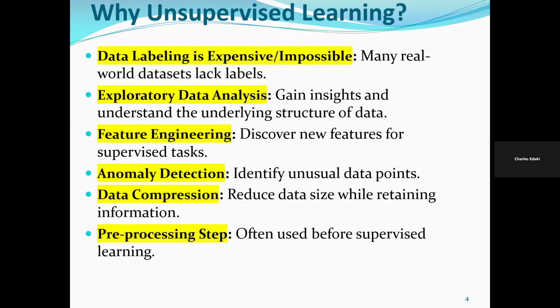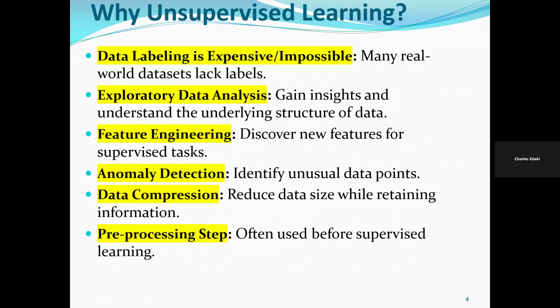Manually labeling large data sets, if not in millions, then in thousands, will be very expensive. Not only expensive, it will consume time, costly and time consuming. So again, manually labeling a large data set is often impossible in terms of time, effort, and also financial resources.